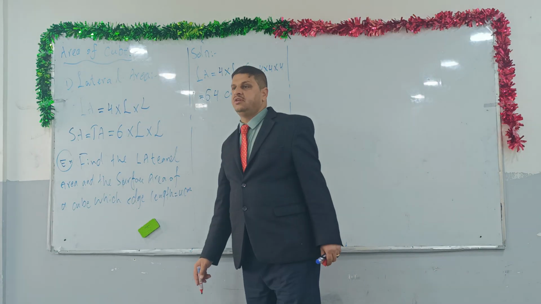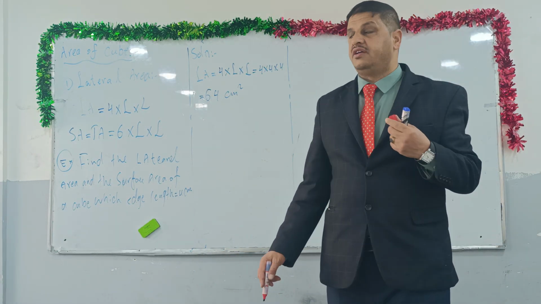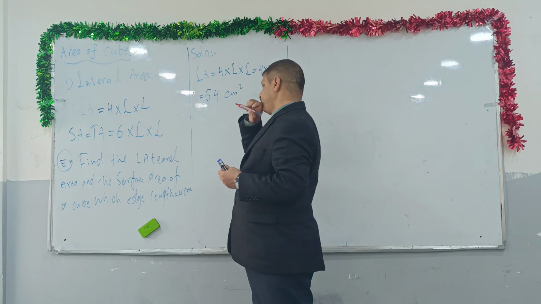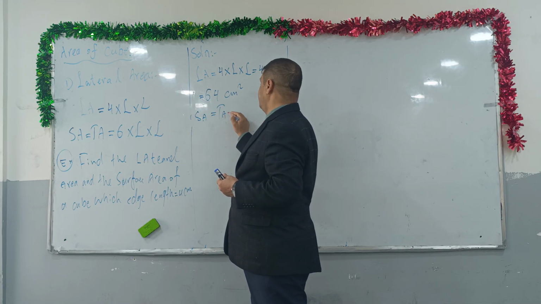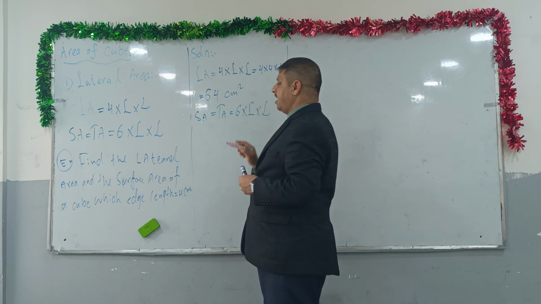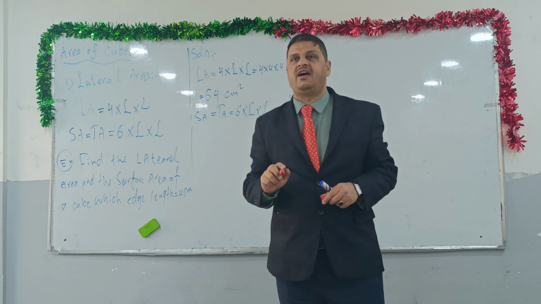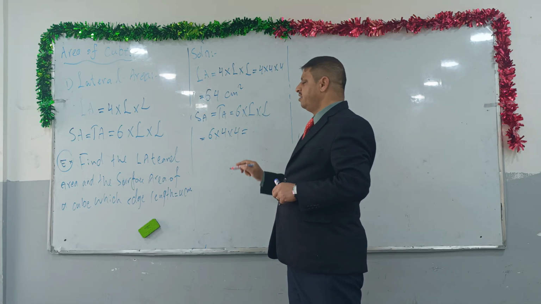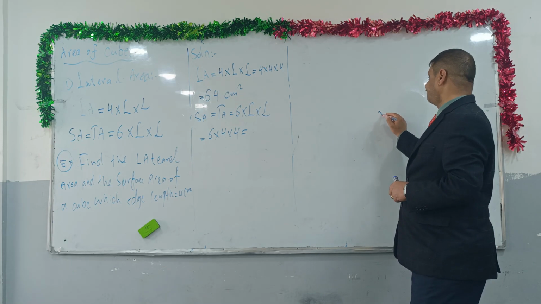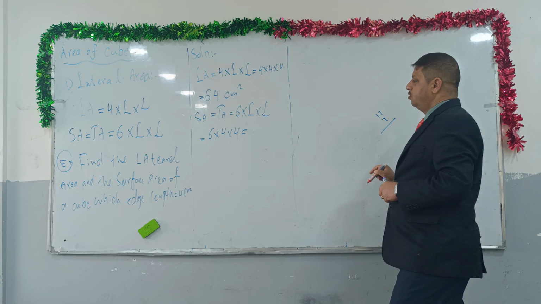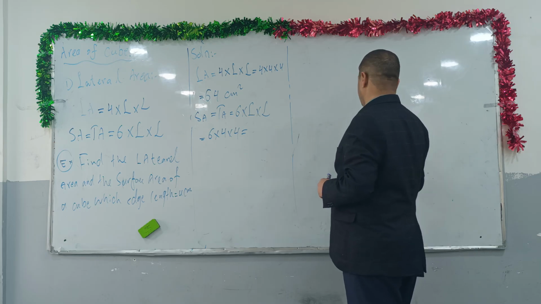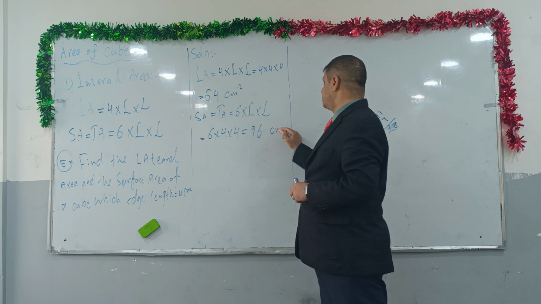But if he wants me to find or calculate the total area, or call it surface area, total area equals 6 times L times L, which equals 6 times 4 times 4, 4 times 4, 16, which equals 6 times 16, 96 centimeter squared.